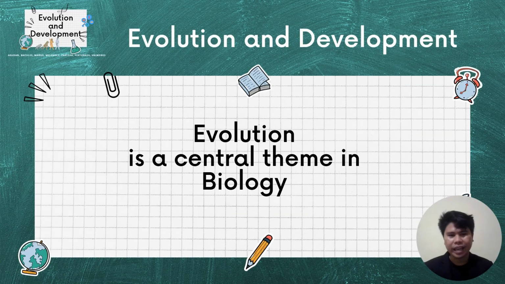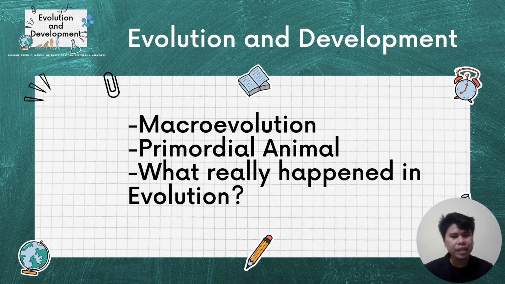It cannot be denied that evolution is the central theme in biology. Evolution and development had always walked side by side in the course of time. There are three things that would help us untangle the relationship between evolution and development. They are macroevolution, the tracing of the primordial animal, and the question of what really happened in evolution.